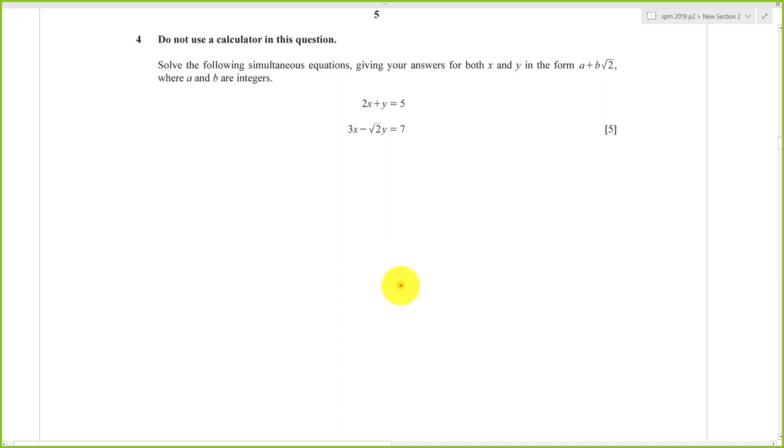Why, so easy one? Okay, it depends whether you prefer substitution or elimination, but because I see 2x and 3x, I will just make both of them become 6x, and then I use the elimination. So this one I have times 3, this one I have times 2. So if I have times 3, I get 6x plus 3y equals 15. This one gets 6x minus 2y equals 14.